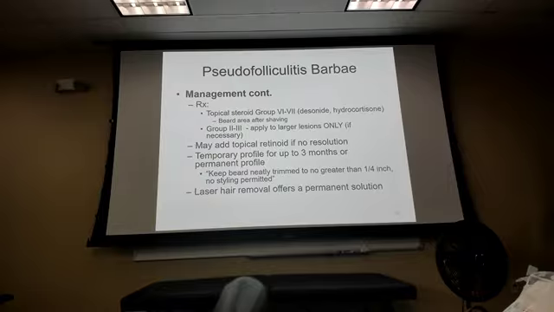We can add some of a topical retinoid. Again, like I said in the past, we would do a temporary profile for up to 3 months, or we can make it a permanent one. And what would we say? Keep beard neatly trimmed to no greater than 1/4 of an inch, no styling permitted. Laser hair removal can often help with that.